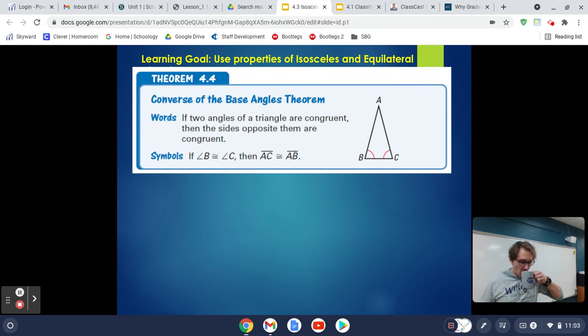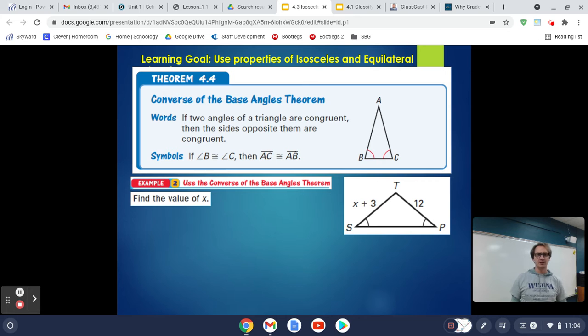The converse. If you remember earlier in the year when we were talking about converses a lot, because this has a lot to do with the proofs that we're doing, the converse just means we're going the other way. So with the previous triangle example and with theorem 4.3, that stated if I've got two congruent sides, then I also have two congruent angles. The converse of the base angles theorem states that if I have two congruent angles, then I've got two congruent sides. So if B and C are congruent, and we can see they are because they're marked as congruent, then AC will be congruent to AB.